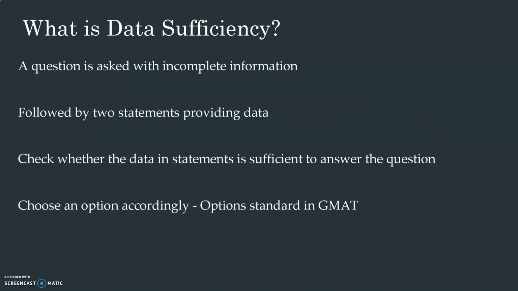Now, to do a quick recap, we understood that data sufficiency is when a question is asked with incomplete information, followed by statements providing data. You check the data in statements whether it is sufficient to answer the question, and accordingly choose an option. The options are standard in GMAT. If you want to do a quick revision on this, just watch the previous video.